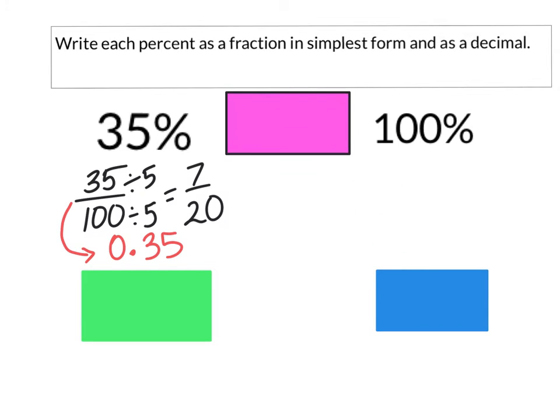All right, let's look at this one, 100%. Again, I can write that as a fraction, 100 hundredths. If I want to simplify that, that really just means 1. As a decimal, I can write 1, or I could write it 1.0.